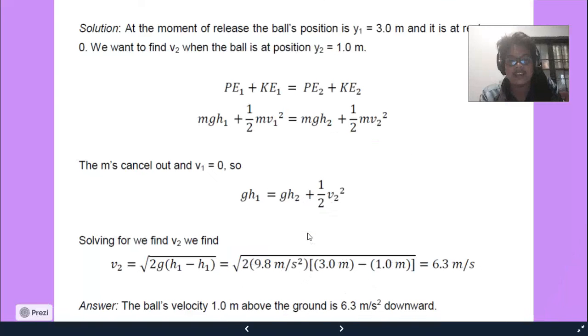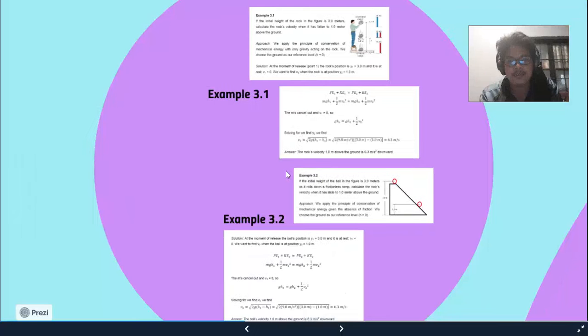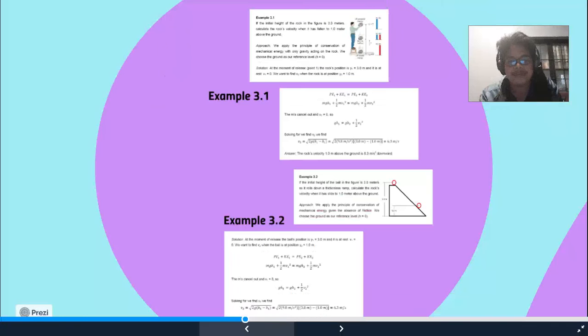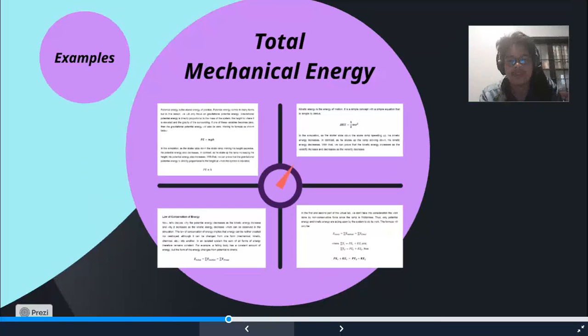Okay, next, the work done by non-conservative force. Okay, this one, ito na yung ating nasa situation number 3. Okay, so let's move on.